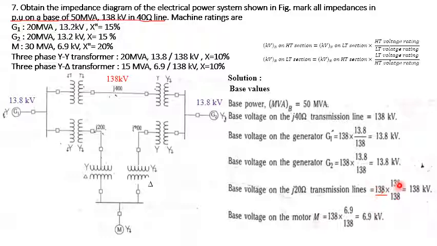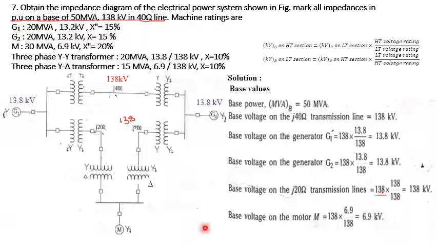So 13.8 into 138 divided by 13.8. The 13.8 and 13.8 will get cancelled, giving 138 kV. So this is the new value I got across the transmission line, and this is also 138 kV. Okay, this is the new value.